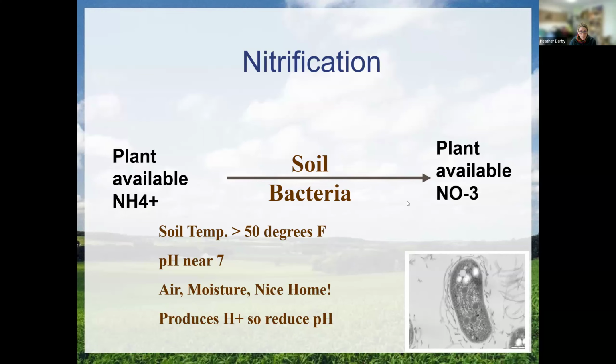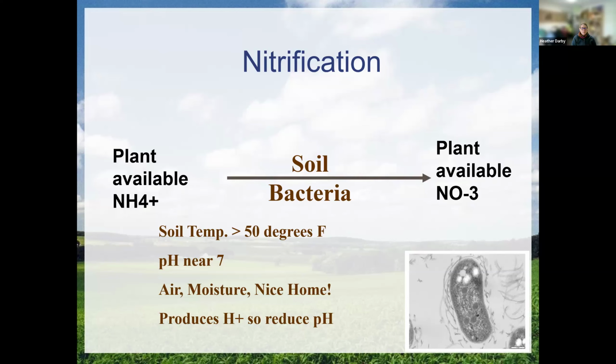Nonetheless, it's happening, and this process is driven by soil bacteria. And there are two very specific bacteria. So organic nitrogen goes to ammonium nitrogen through mineralization by all kinds of microbes, but ammonium nitrogen to nitrates takes two very specific bacteria that make this whole process happen. And without them, we don't see this conversion.